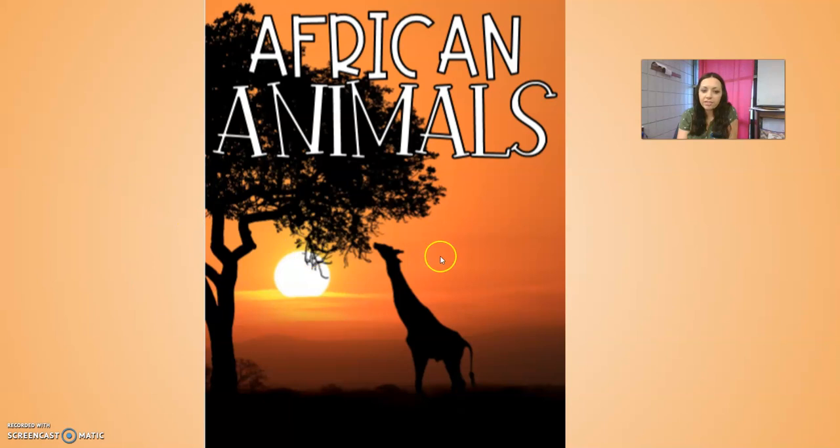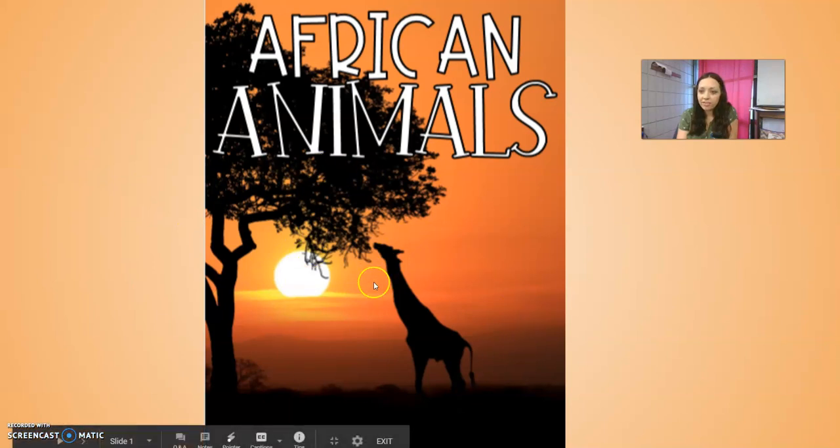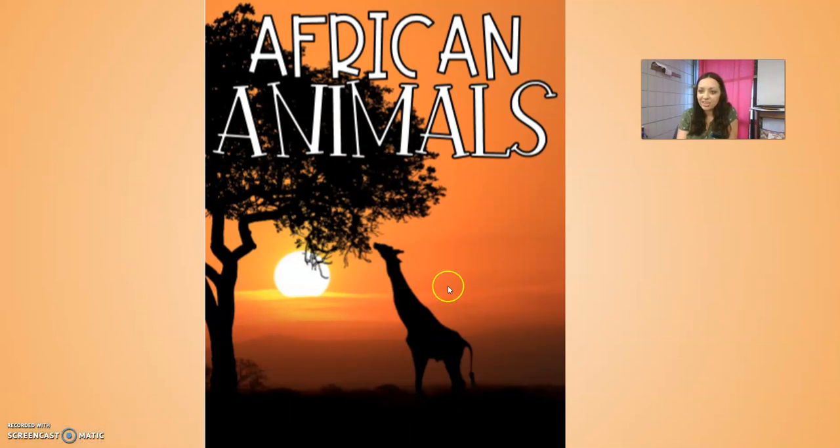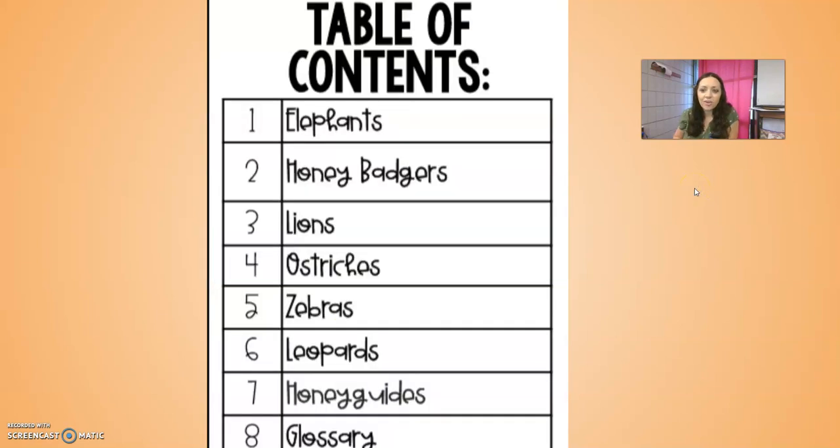And right from the cover, you can see one of the African animals that we saw in the book, and that's the giraffe. Very good. All right, so this is our table of contents, and we can also tell that this is a nonfiction book because it has a table of contents. And the table of contents, its purpose is to help us find where information is in the book.